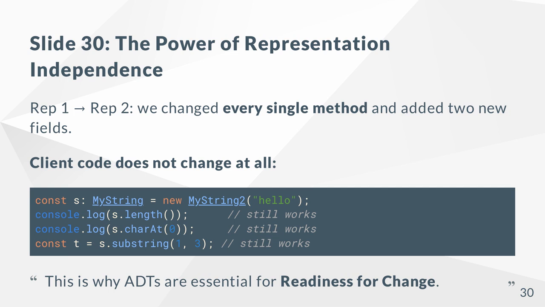This is exactly why ADTs are so important for readiness for change. The abstraction barrier protects you. Changes behind the barrier do not ripple outward. This is the promise of representation independence delivered.